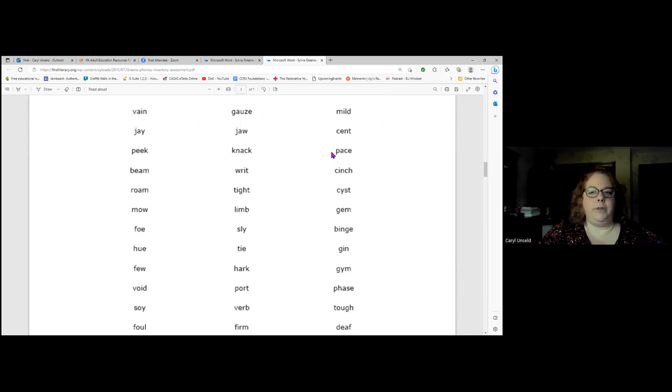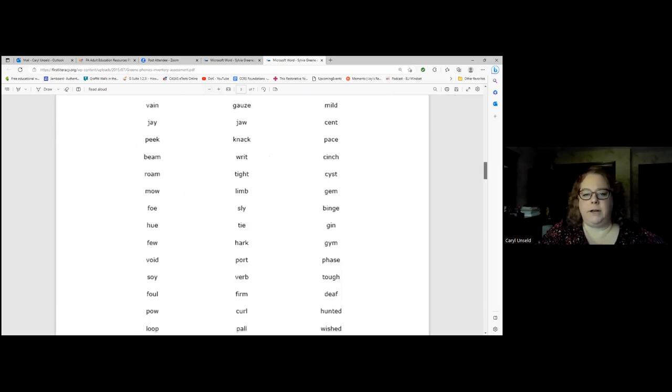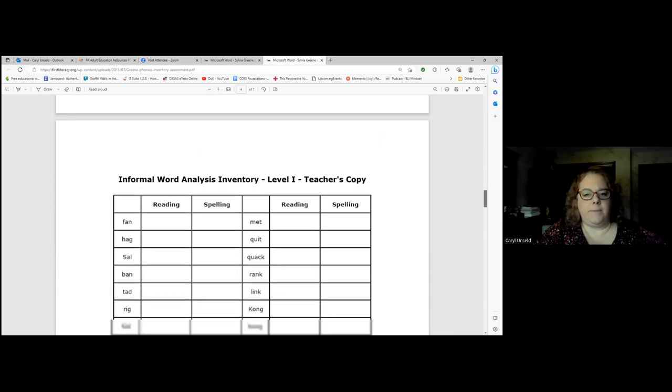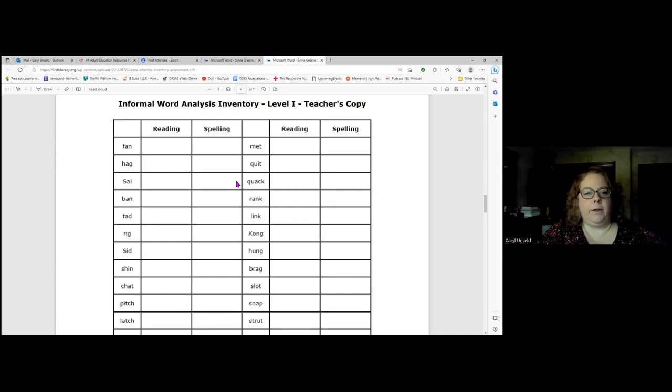And when you're going through this, there's a teacher form. It's a tiny bit smaller, just to make sure it's all on the page here. There's a teacher form that matches level one and level two, where you would just mark here.